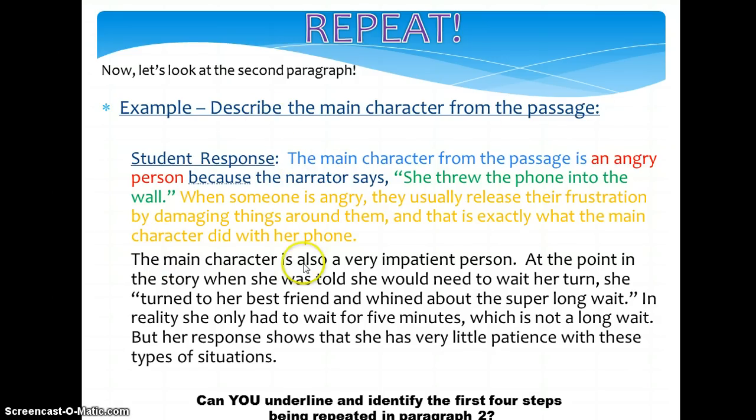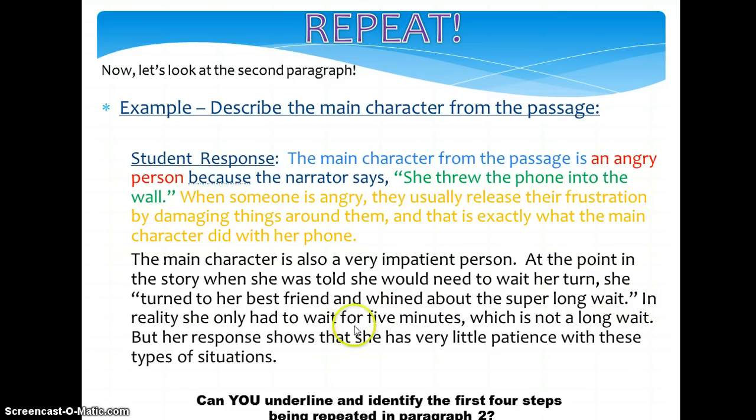The main character is also a very impatient person. We have the main character is our restatement. A very impatient person. This is answering the question of describing. We're describing using adjectives like impatient. At the point in the story when she was told she would need to wait her turn, she turned to her best friend and whined about the super long wait. Here's our quotation. Now let's look at the explanation.